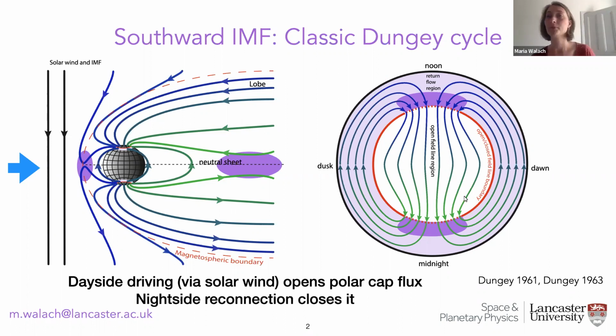Now, when Dungey first came up with this in the 60s, he imagined day and night side reconnection to be balanced, and he imagined this to be a steady process. We since have learned that this is not the case. We know that the two can be unbalanced, and we know the two reconnection rates differ, and that there are other dynamics in the system which cause asymmetries, especially in this flow pattern. And we're going to be looking at some of those today.